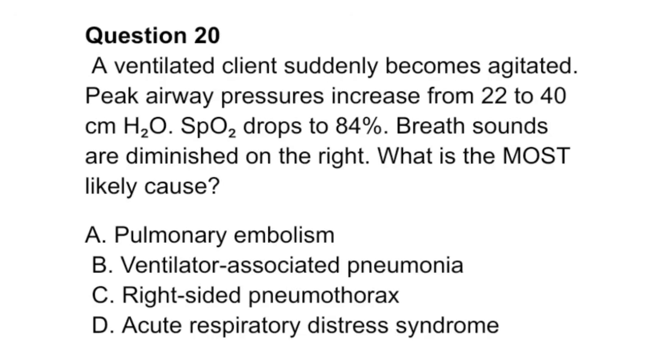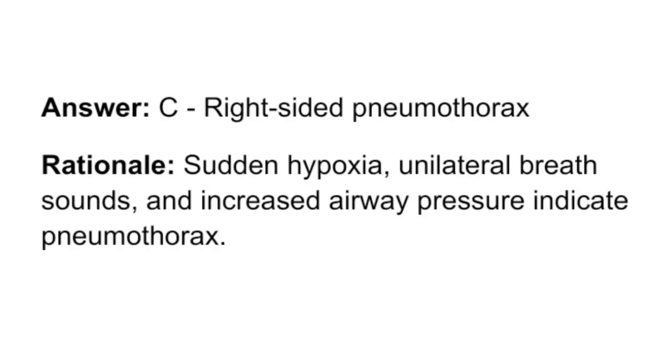Question 22. A ventilated client suddenly becomes agitated. Peak airway pressures increase from 22 to 40 centimeters of H2O. SpO2 drops to 84%. Breath sounds are diminished on the right. What is the most likely cause? A. Pulmonary embolism. B. Ventilator-associated pneumonia. C. Right-sided pneumothorax. D. Acute respiratory distress syndrome. Answer C. Right-sided pneumothorax. Rationale. Sudden hypoxia, unilateral breath sounds, and increased airway pressure indicate pneumothorax.